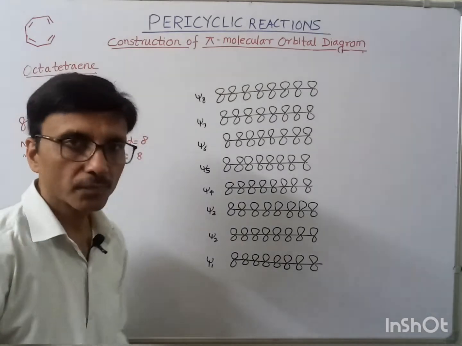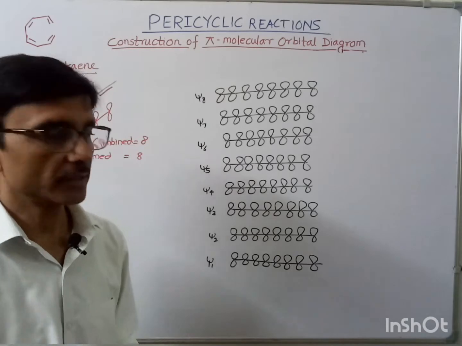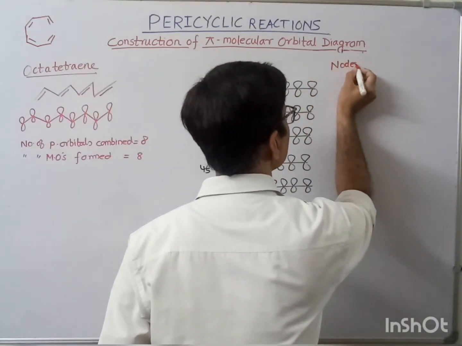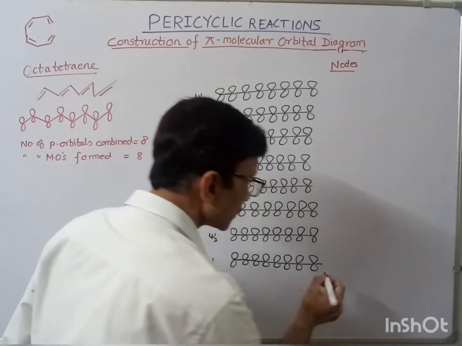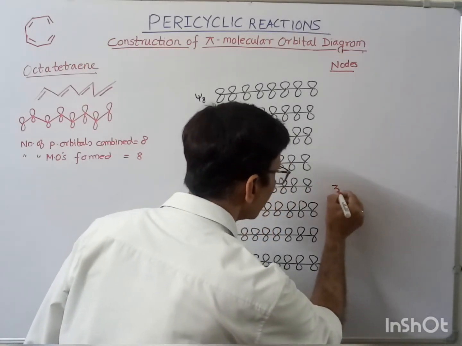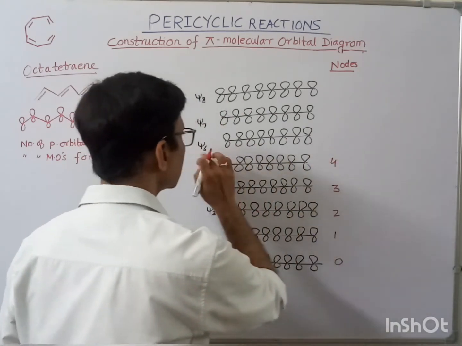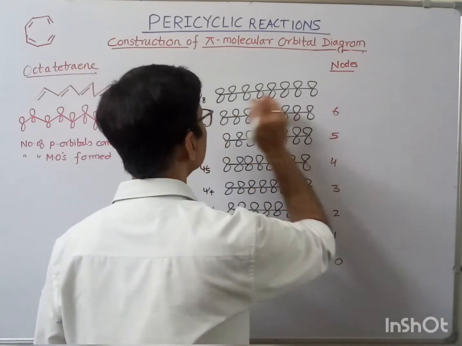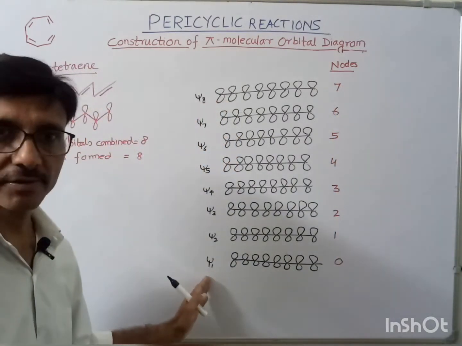Okay, so I should give the sign. For simplicity, you should first write the number of nodes, following the same rule that I told you in my previous lecture. Psi 1 should have 0 nodes, psi 2 has 1 node, psi 3 has 2 nodes, psi 4 has 3. Psi 5 will have 4 nodes, psi 6 has 5 nodes, psi 7 has 6 nodes, psi 8 has 7 nodes. Okay, 1 node that will increase.